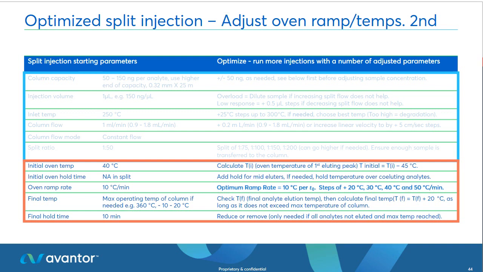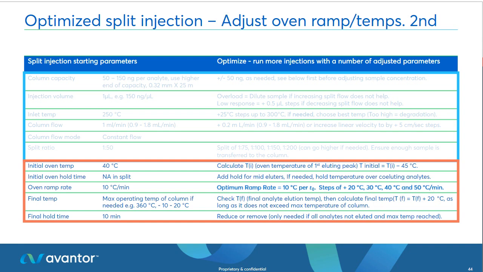You can add little holds over those peaks just to give them a bit more time at that temperature to separate from each other. Oven ramp, so then you can have a look at the optimum oven ramp by calculating 10 degrees per the T0 time. Or you can do it in steps of plus 20 degrees, 30 degrees, 40 degrees, and 50 degrees per minute, and then just run those injections at those different settings, and then just see which one is the best, where all your peaks are eluting in a decent amount of time and resolved well.